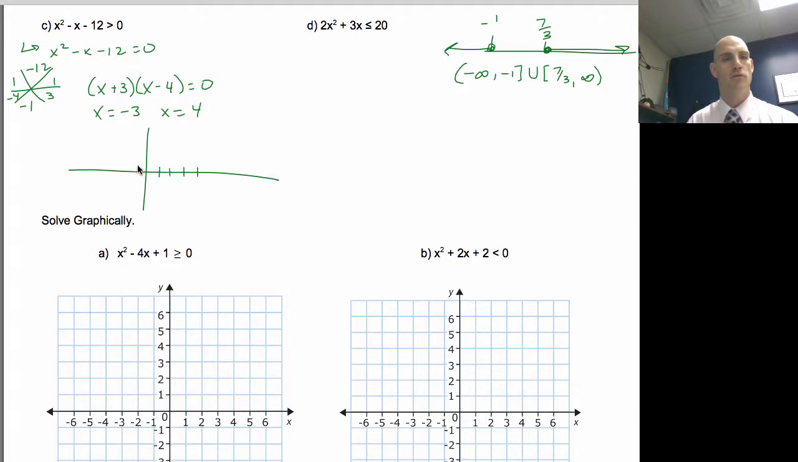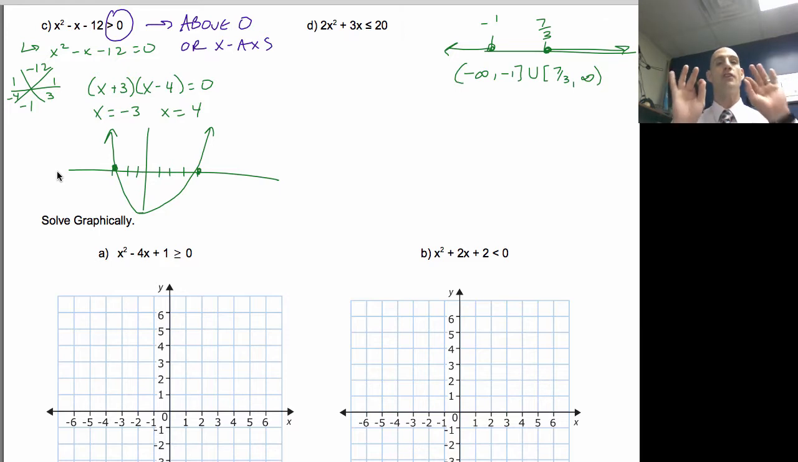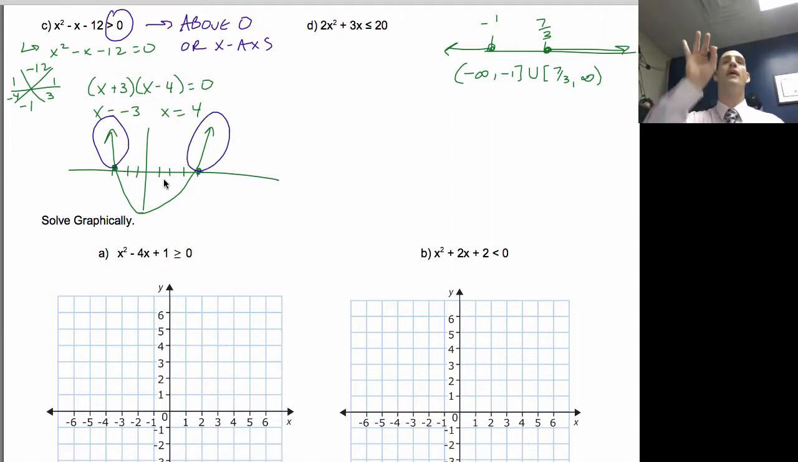So take a look here. 1, 2, 3, 4. 1, 2, 3. Those are my zeros. And if I know a little bit about parabolas, this is not a negative coefficient, and so it's going to open up like this. And so here's the biggest thing about greater than 0. This means, is it bigger than 0? Is it above 0 or the x-axis? And so I need to look for the part of the graph that is above the x-axis. So in this case, it's this part and it's this part. Those are the parts that are above the x-axis.